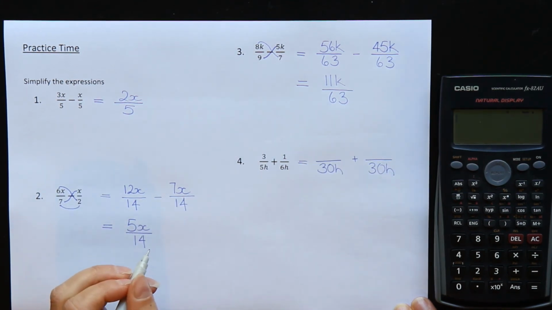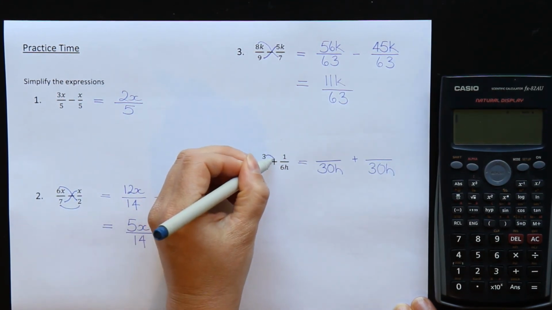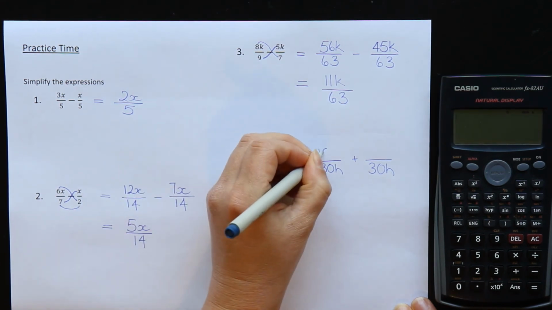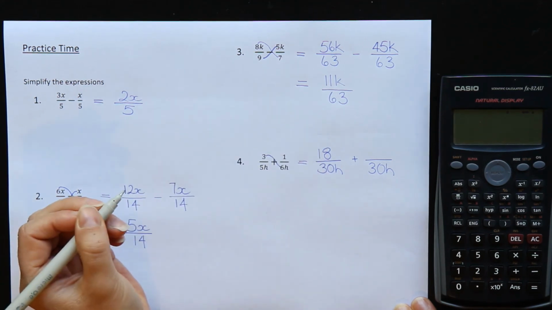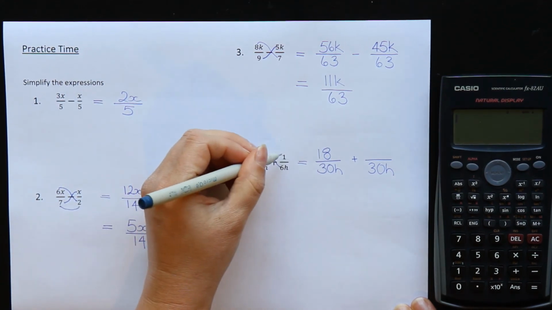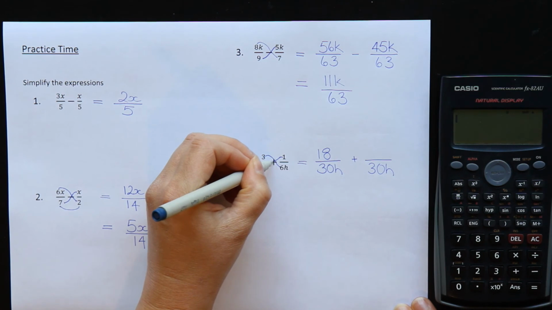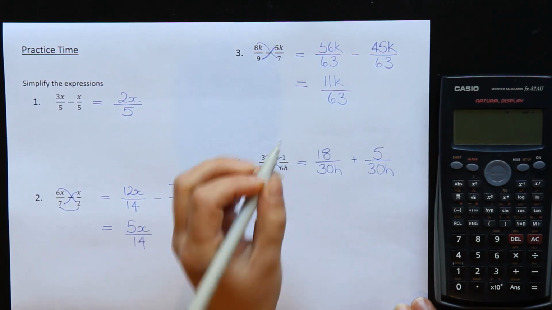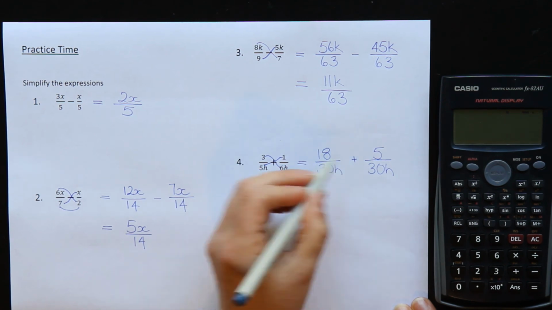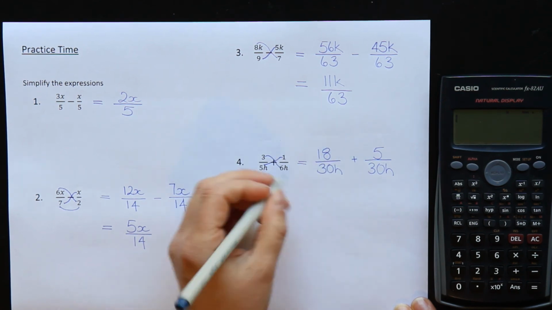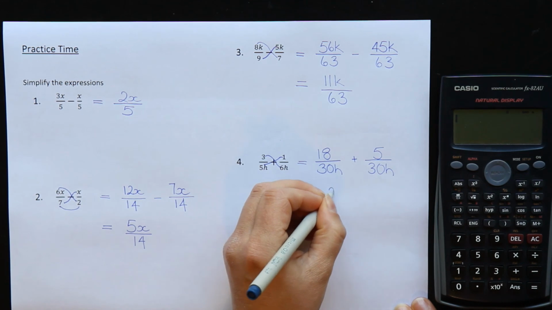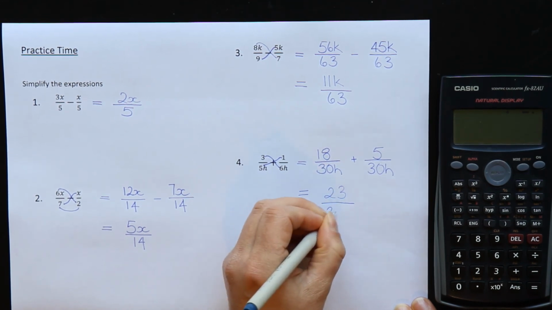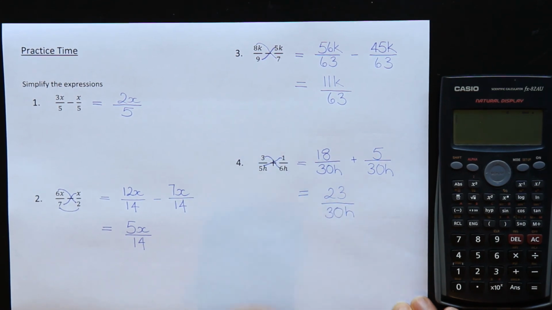And let's work out the top. 3 multiplies with 6. 3 6s are 18. Just the numbers, remember, not the letters. And multiply the 1 with the 5. 1 times 5 is 5. We're adding, so let's add the numerators. 18 plus 5 is 23 over 30h. And that's it.